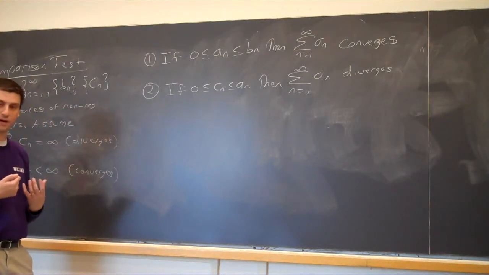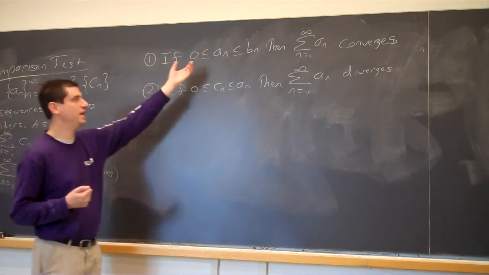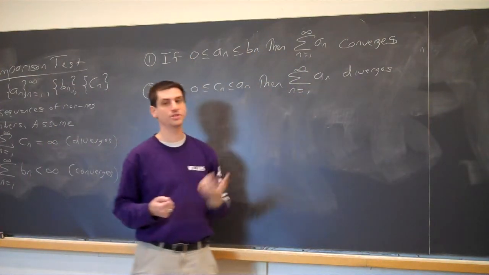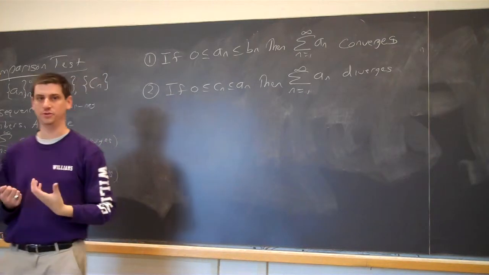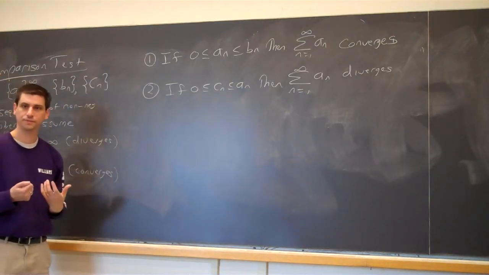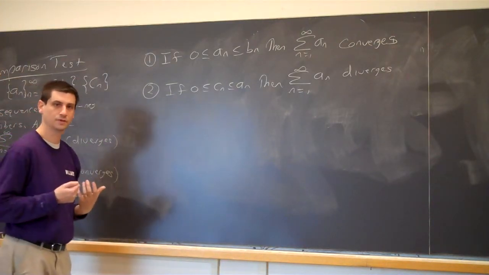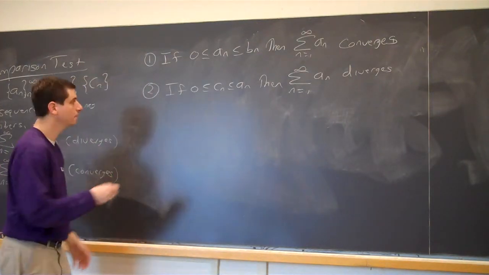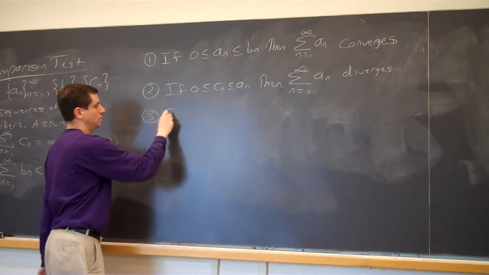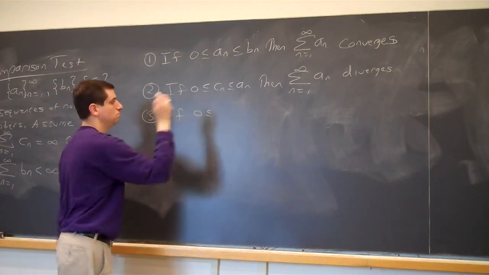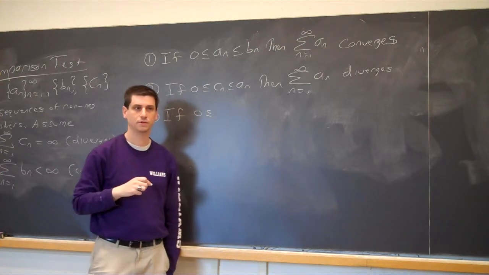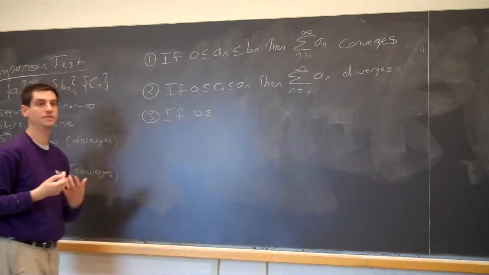Well, we have some other comparisons we could do. We compared An when An was less than or equal to Bn. We compared An when it was greater than or equal to Cn. What's another comparison I could do? I've got other things I could do. So give me a comparison I haven't done yet.